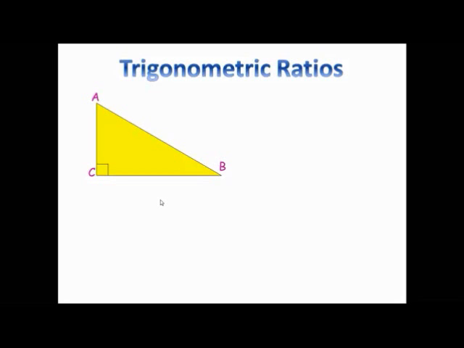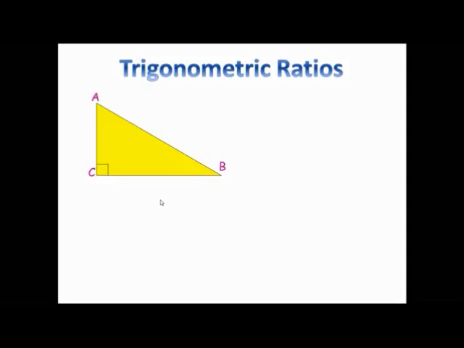In our last unit we studied Pythagoras, which looked at the relationship between the lengths of the sides of a right angle triangle. In trigonometry we take this one step further and we look at the relationship between the sides and the angles in a triangle.